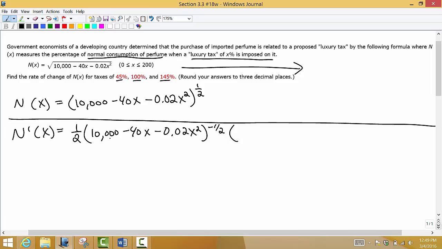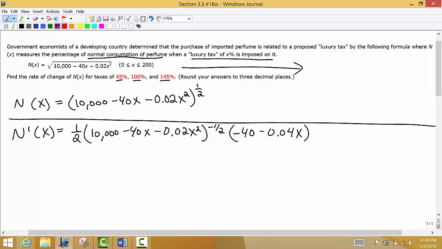So 10,000, the derivative of that would be 0. Negative 40x, the derivative of that would be negative 40. And then negative 0.02x squared, we're going to use the power rule. So I'm going to multiply the 2 times the 0.02, so that would give us 0.04. And then reduce the power on x, so we just get x to the power of 1. So there's our derivative.